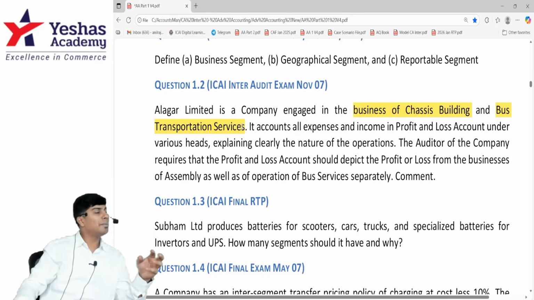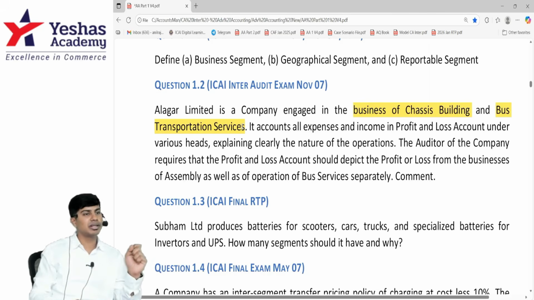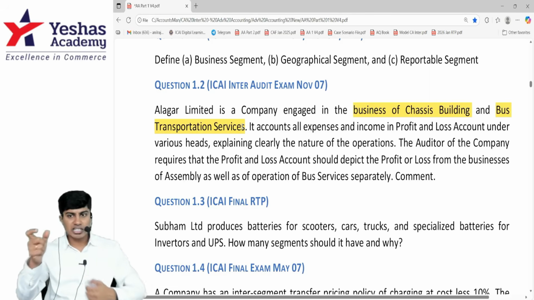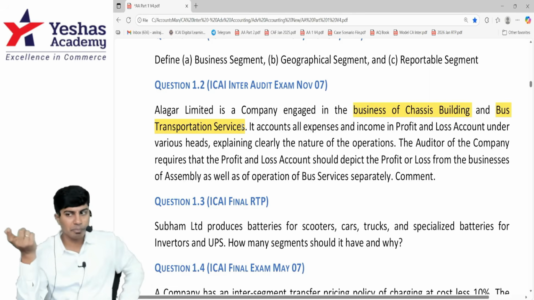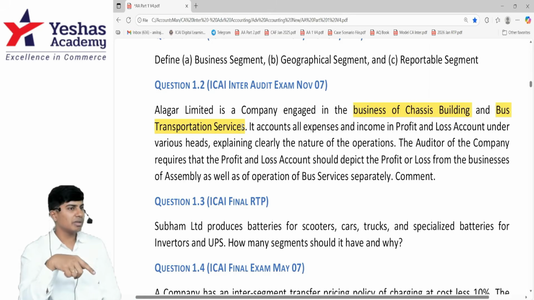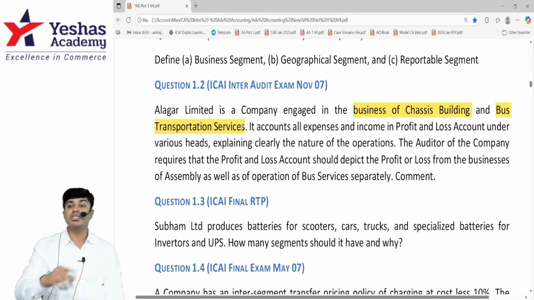So that is based on the business product. It is two different segments. Do you agree with me? Chassis building is a separate segment. Transportation is a service. That's a separate segment. If they have to do segment reporting, identify those two as business segments.